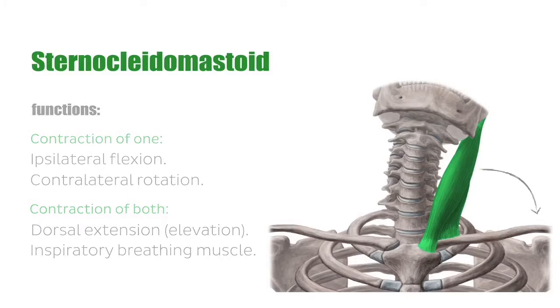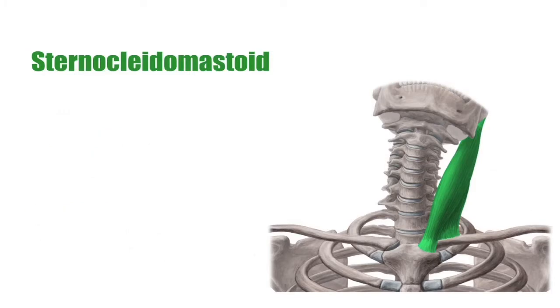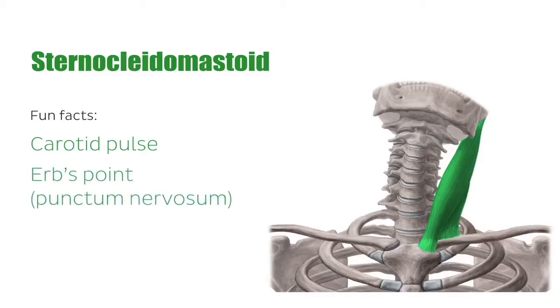Now, a few fun facts about the sternocleidomastoid muscle. And these fun facts include that the carotid pulse can be easily felt in the middle third of the front edge of this muscle. It's also important to mention that sensory branches of the cervical plexus merge at the dorsal edge of the muscle at the Erb's point, or punctum nervosum. It can be used as a puncture area for local anesthesia.